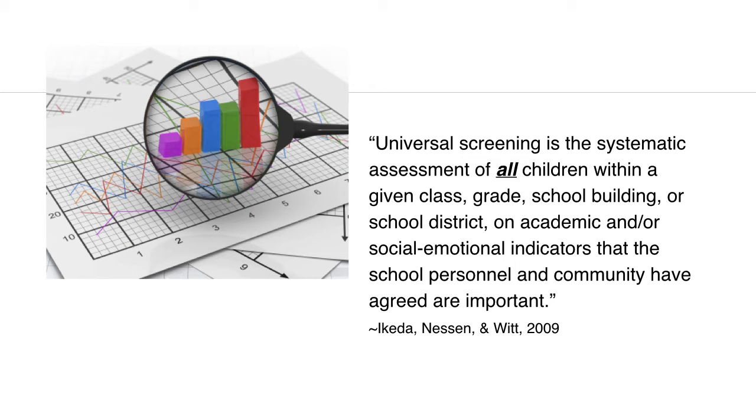Universal screening is the systematic assessment of all children within a given class, grade, school building, or school district on academic, or in this case, social-emotional indicators that we, the school personnel, have agreed are important. It is a process that helps identify students who are at risk for behavioral or social-emotional problems and allows staff to respond to these students with additional support, thus preventing problems from escalating over time. It is worth noting that while screening provides a risk calculation, additional data will be required prior to or during decision-making, as screening is not an in-depth assessment or diagnostic evaluation.